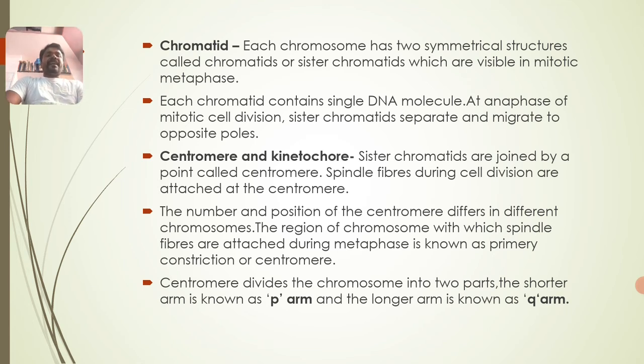The centromere divides the chromosome into two parts. The shorter arm is known as the P arm and the longer arm is known as the Q arm. During anaphase, the centromere divides, and unequal, L-shaped or J-shaped chromosomes are formed. There are two arms, one longer and one shorter. The shorter arm is the P arm and the longer arm is the Q arm.